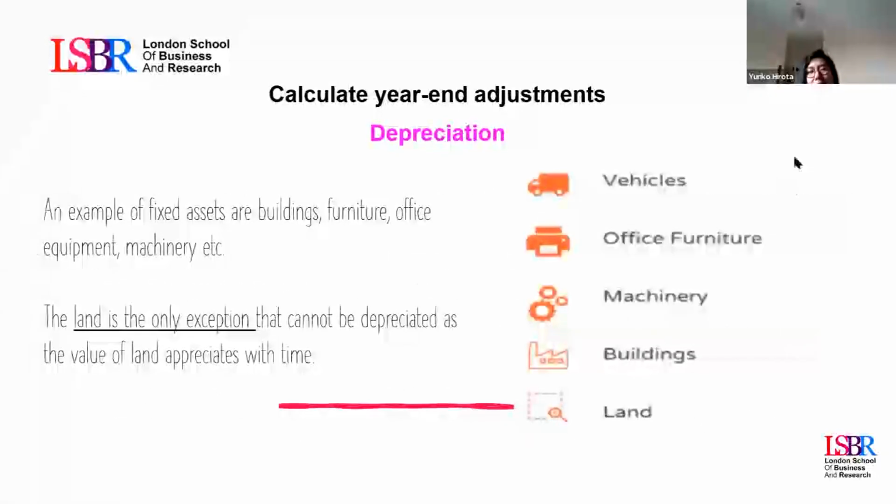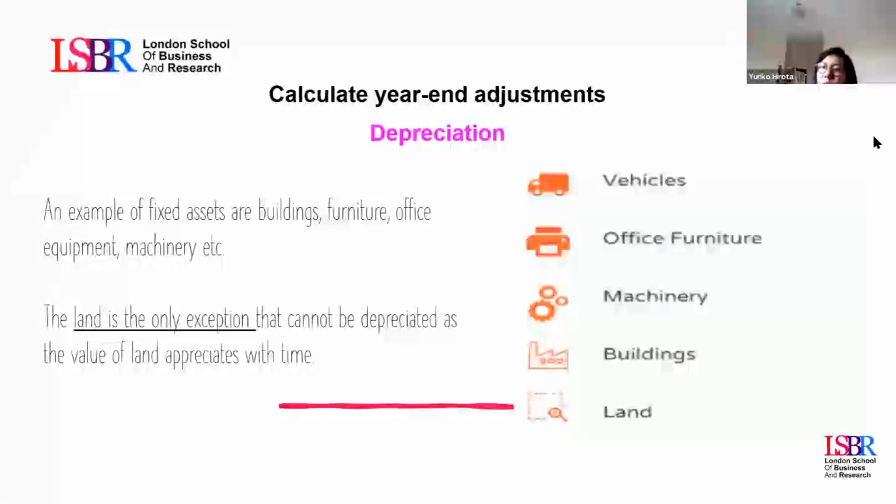So these are the most common fixed assets in which we can find depreciation: vehicles, office furniture, or computers, or for example, software. Old machinery, buildings, and land. But land is an exception. Land tends to increase in value.